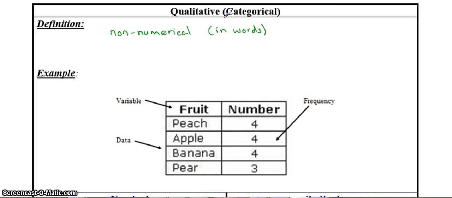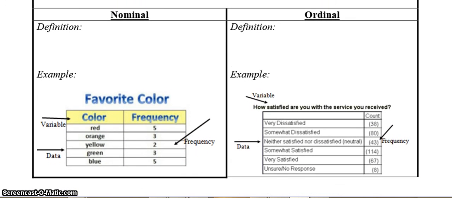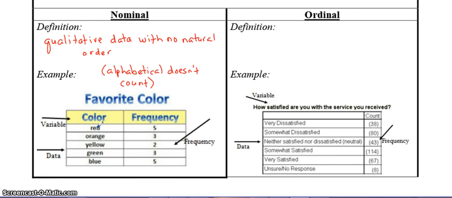If you look at qualitative data, it can be broken down into 2 different types. So this is only for qualitative. It can be nominal or it can be ordinal. Nominal data is any qualitative data which has no natural order to it. So in this data, you just have colors, red, orange, yellow, green, blue. You can't really put those in order. Alphabetical order doesn't count.